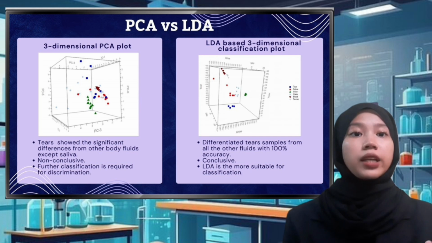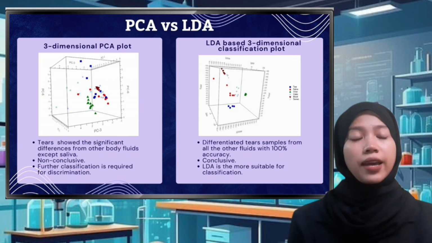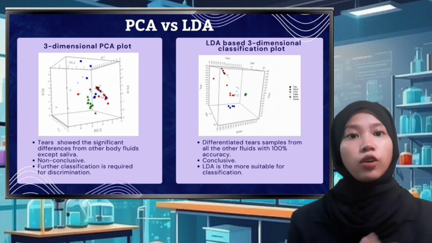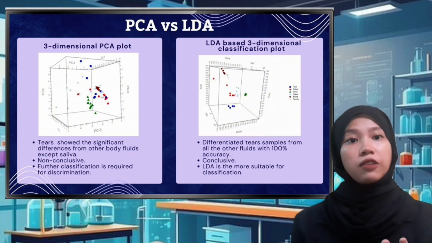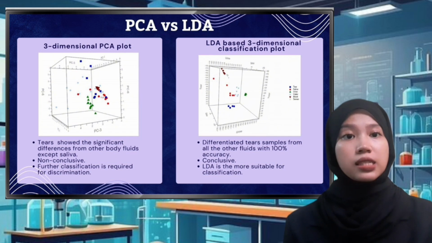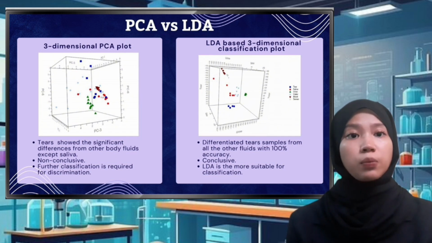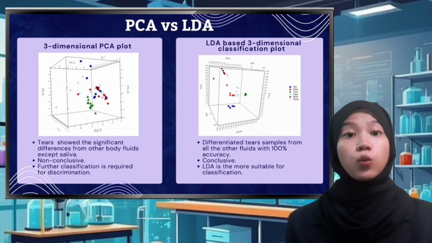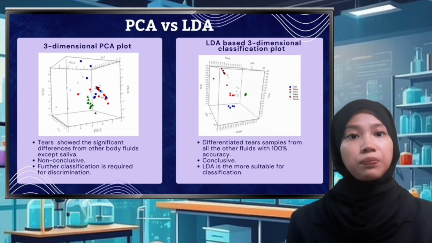After ATR-FTIR, the study then analyzed each bodily fluid using the principal component analysis (PCA) method in order to explore any significant difference between them. It was observed that while blood, semen, and urine showed a significant difference when compared to tear stains, saliva was very close in proximity with the tear stains. Hence, further classification was required for the discrimination of tear stains from other bodily fluids.